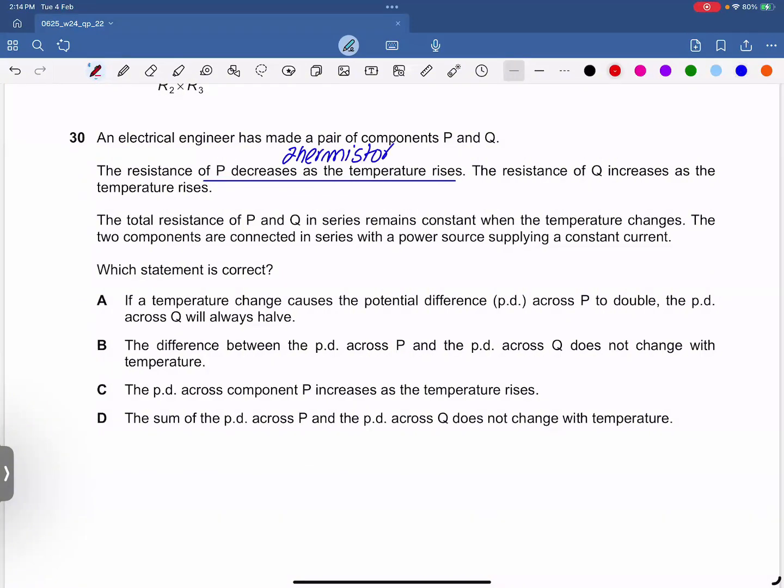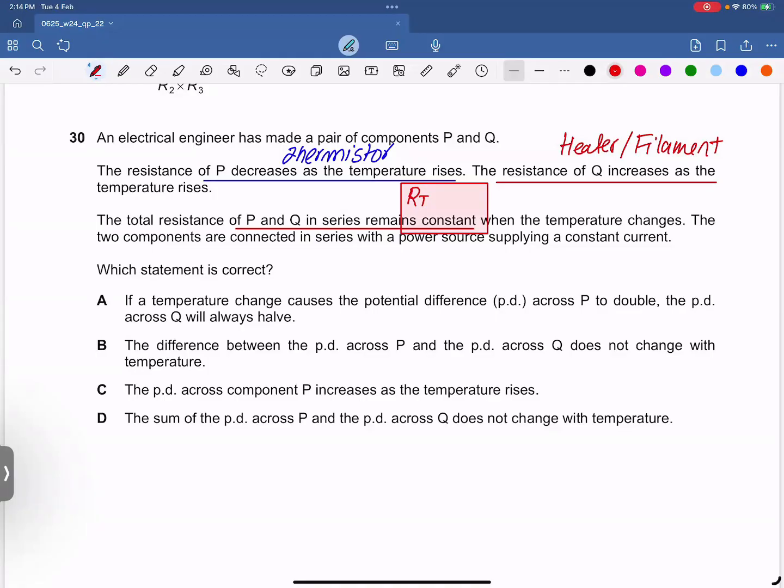Okay. Now resistance of Q increases with temperature rise. It could be a heater, a metal filament, a lamp or something like that. So one increases, the other decreases with the temperature. So total resistance of P and Q in series remains constant. That's interesting. So total resistance is what? Constant. When the temperature changes, the two components are connected in series to the power source.